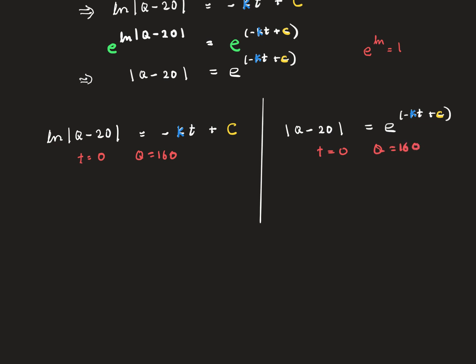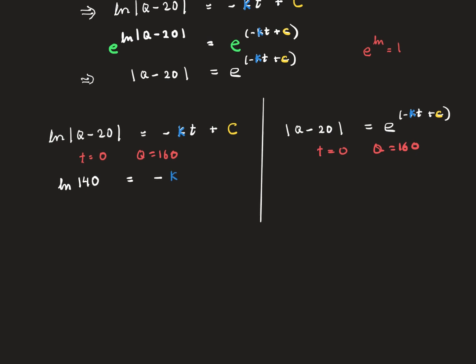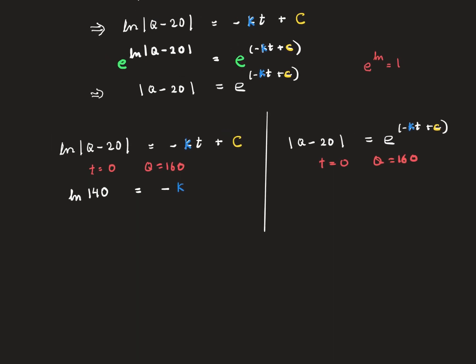So on the left-hand side, we will have ln of 160 take away 20, which is equal to 140, which is equal to minus k t, which is 0. So that becomes 0. And we now add the c to it. So let's just finish this off. And we have ln 140 is equal to c. So we found what c is.